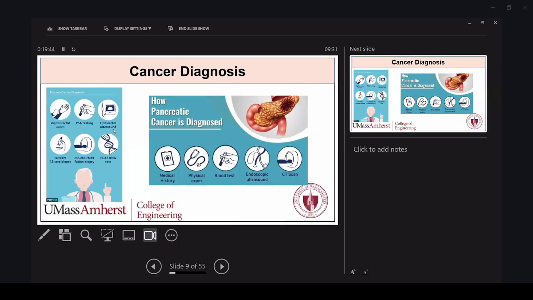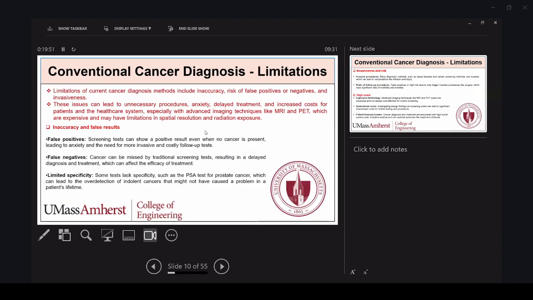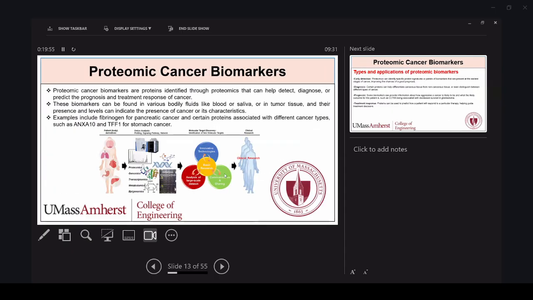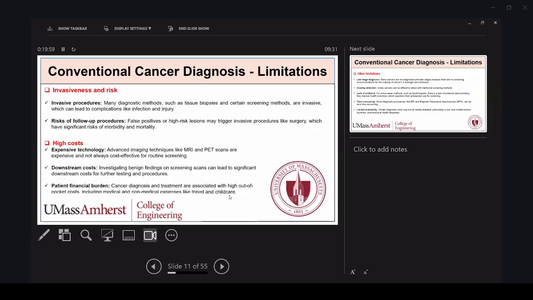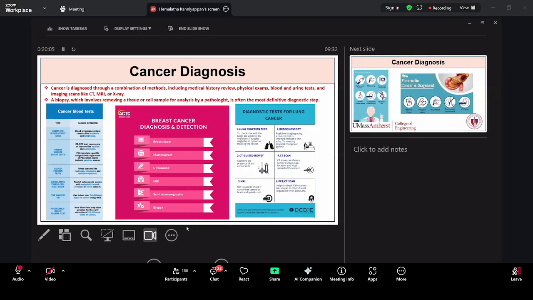Can you imagine what kind of limitations all these current conventional methods have? Can anyone post in the chat box, just name a few limitations? What do you think about the current conventional methods? Early detection is not possible. Excellent. What else?